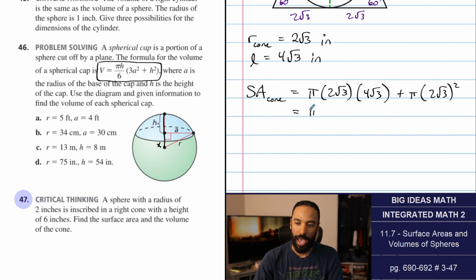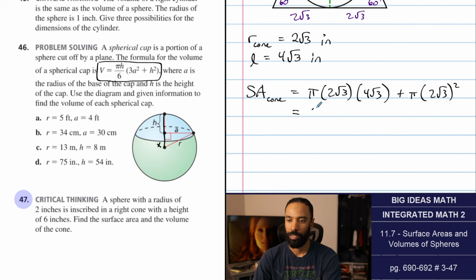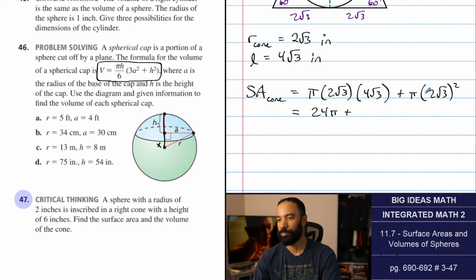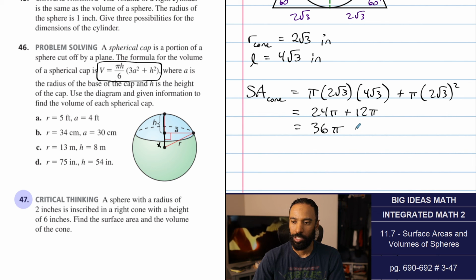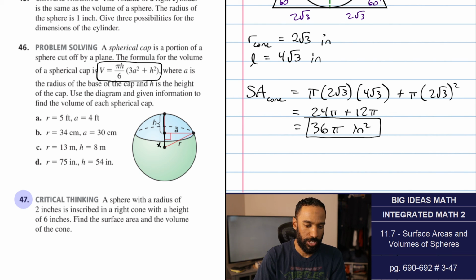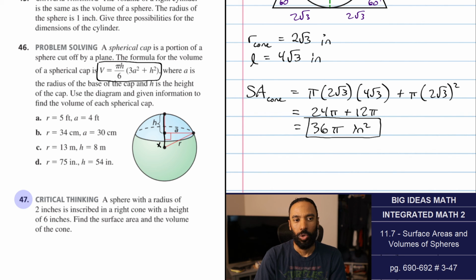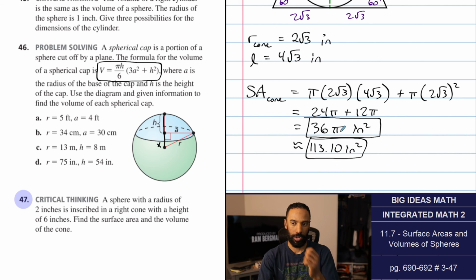So this is pi times 8 times 3, 24. So 24 pi plus 2 squared is 4, root 3 squared is 3, 4 times 3 is 12 pi, which is 36 pi square inches. That's the exact answer. Rounded, 36 pi is 113.10 square inches. There's the surface area of our cone.